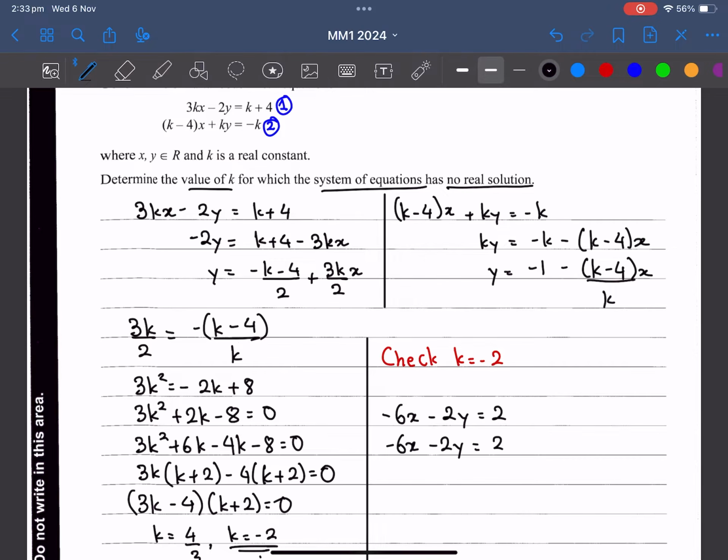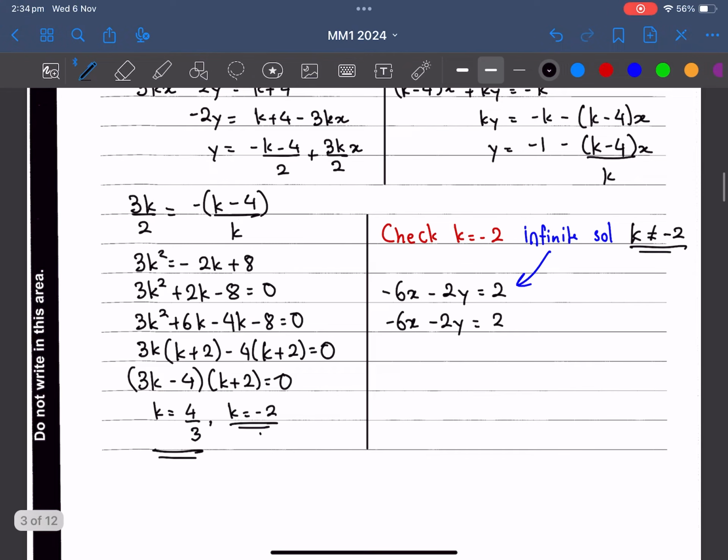Well, so this is for infinite solutions. As you can see from the equations, this is for the infinite solution, so k cannot be equal to minus 2. Okay. Now, check k equals 4 on 3.